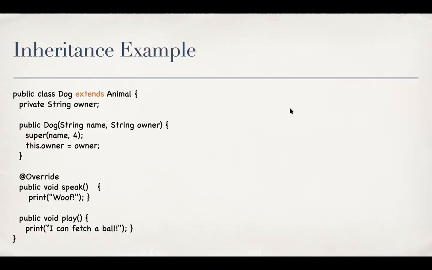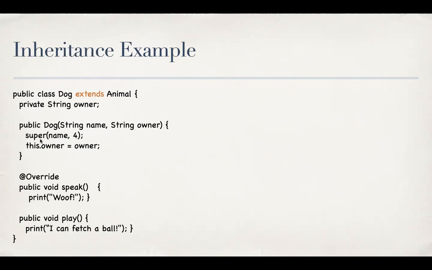Okay, so here is the code for that. The animal class will remain the same from one of the previous slides. We have added the field owner as a private string owner and the constructor. Now the constructor takes a string for the dog's name and a string for the owner's name, and let's see what it does. So it calls a method named super, passing it the name and 4.